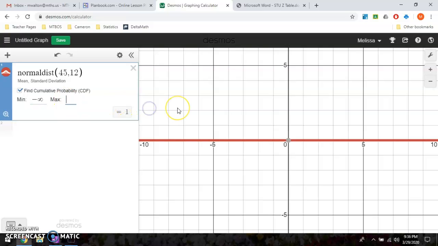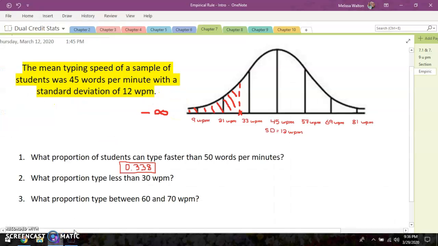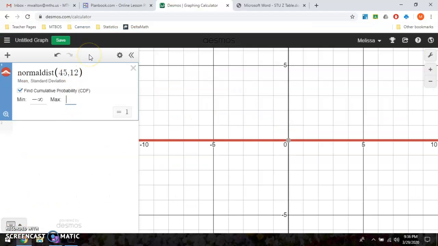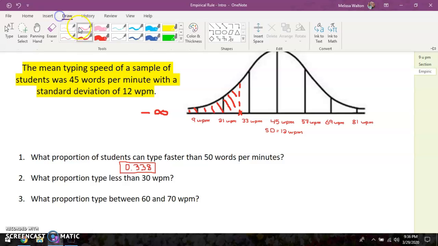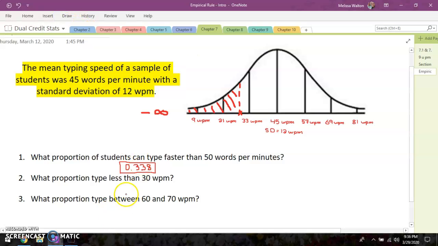And finally, my maximum value. Well, I want to know what percentage go from negative infinity all the way up to 30 words per minute. So 30 words per minute is just 30. Oh, I was a little high in my guess. This proportion is about 10.5%, so 0.106. So my answer to this one was 0.106. And that seems to make sense looking at our picture. We knew that it was going to be less than 16%, and we ended up right around 11%.